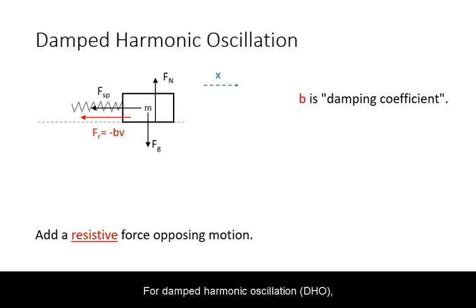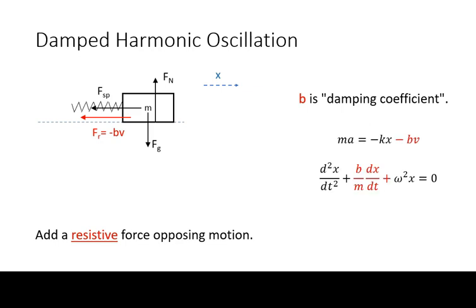For damped harmonic oscillation, there is an additional resistive force that opposes motion. In this example, we will take the first order approximation that this resistive force is linearly proportional to velocity, but opposite in direction, through the damping coefficient B. This adds an extra term to Newton's second law and the differential form of the equation of motion.